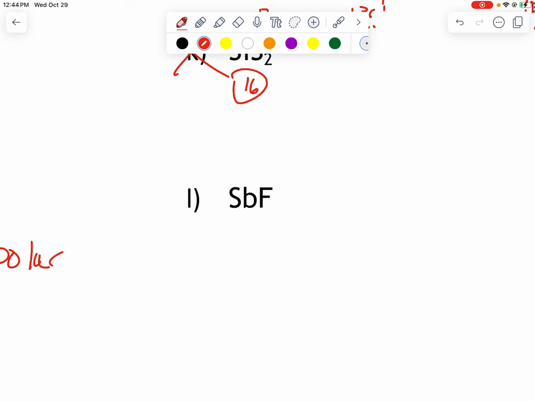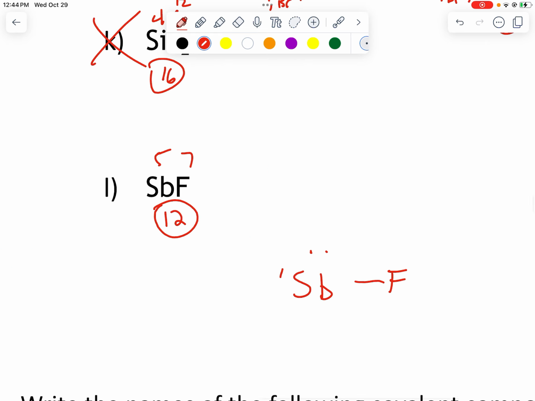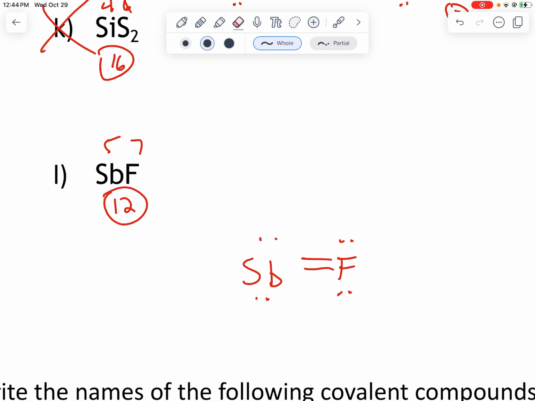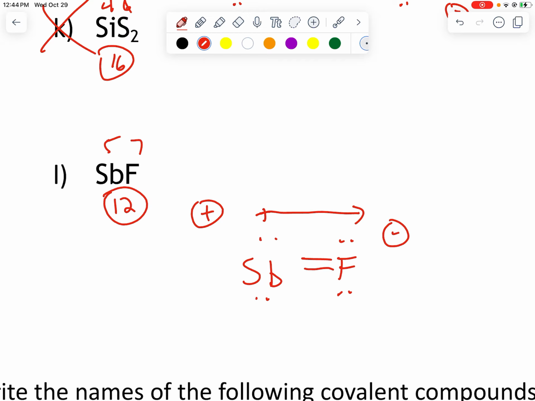Antimony and fluorine. So antimony is 5, fluorine 7. So the total number is 12. Sb bonded to F. Give everybody 8. So this number is 14. So this is going to be double bonded. Definitely polar because fluorine's the most electronegative thing on the table. Positive side, negative side. The bonding angle is 180 because it's linear. And I think that's it.